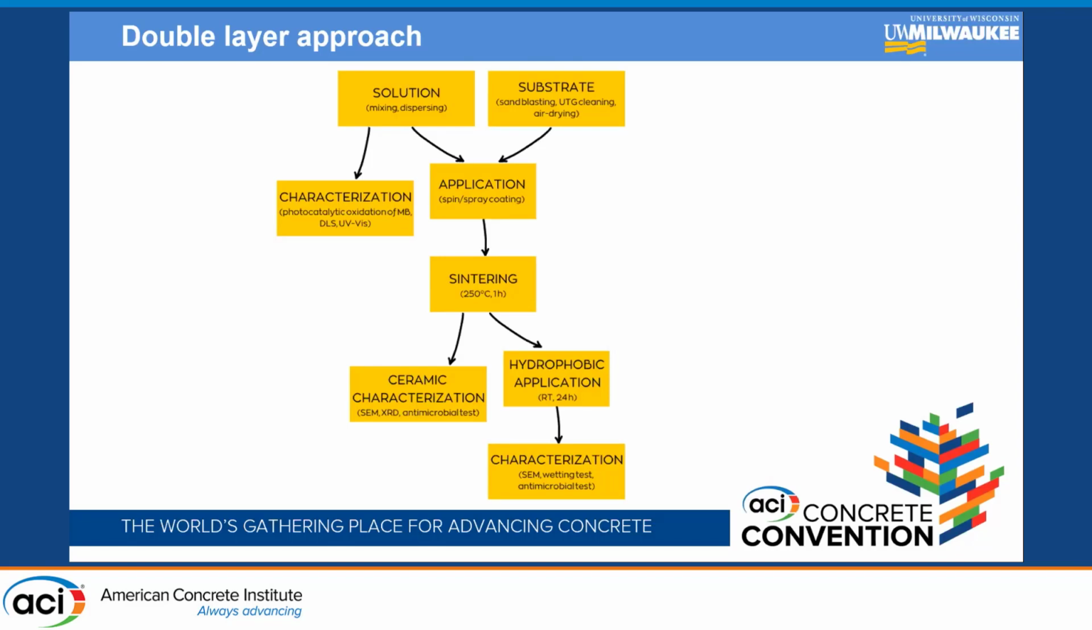After the substrate was prepared, application by spin coating or spray coating, then sintering for 1 hour at 250 degrees Celsius, and another characterization. Then this was the characterization of the ceramic, where we have only one layer that is very hydrophilic. And then we apply the hydrophobic agent by spraying, and it was conditioned at room temperature and then characterized.